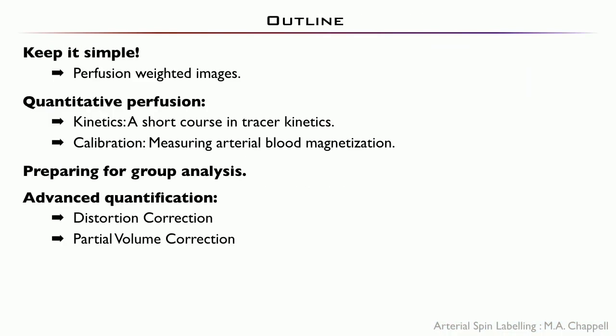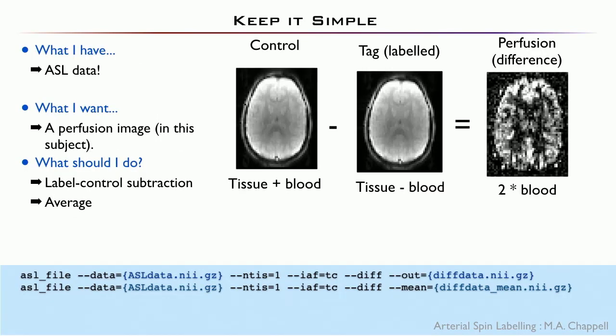So what we're going to do is keep it simple to begin with, then we'll think a bit more about quantification as we go through, and then at the end we'll come back to thinking what happens if this is part of a larger group study, and what else you might want to consider if you're going to do really robust or more accurate and more precise quantification. So let's keep it simple to begin with.